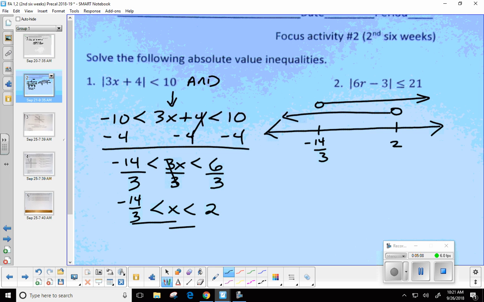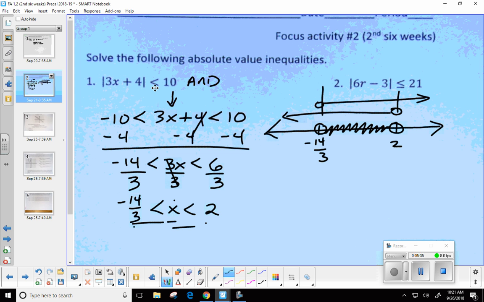It's only what they have in common. It's only what they share. So I'm only going to be looking for answers between the two. And you'll notice your graph should mimic what your answer is telling you. All values of x between those boundaries. Okay. So the only values of x that are going to make this a true statement should be between -14/3 and 2, not including them.